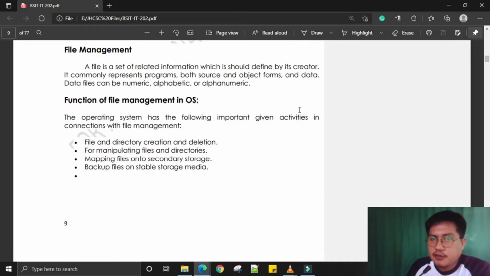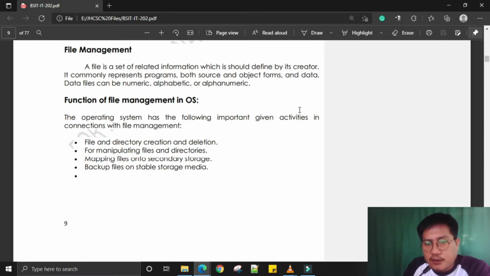So file management, as per definition, a file is a set of related information which should be defined by its creator. It commonly represents programs. It has both the source and object forms and data, while data files can be numeric, alphabetic, or alphanumeric. These are the functions of the file management in operating systems.